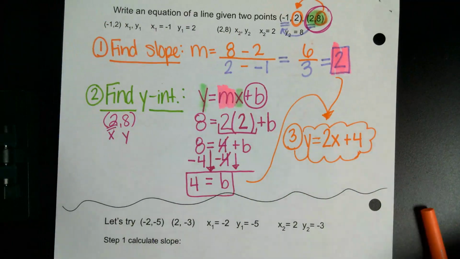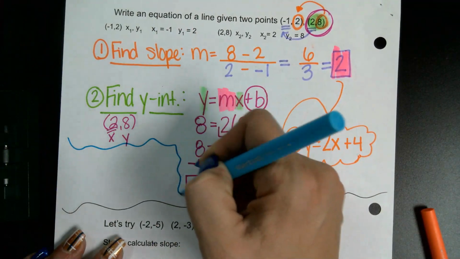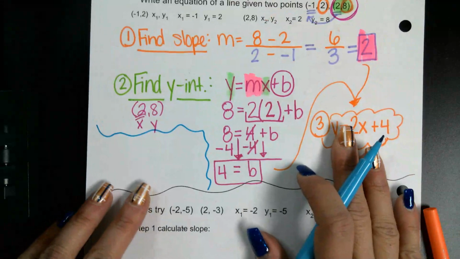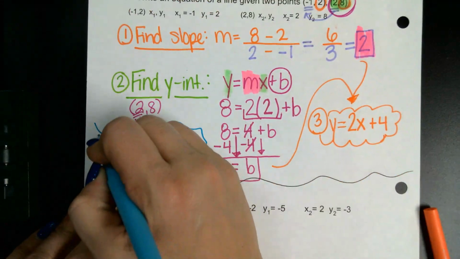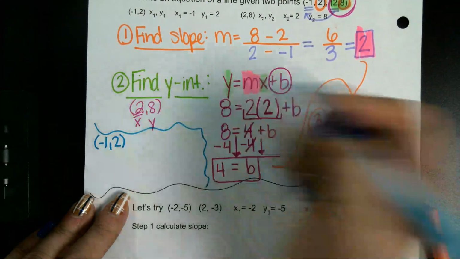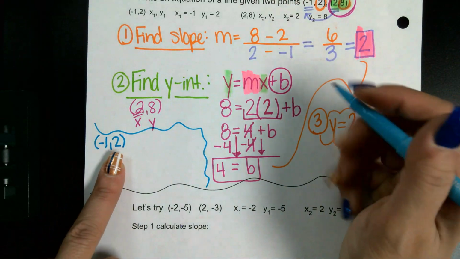You guys don't write this down. I'm just going to show you something. So make sure you guys are watching this. I told you guys that you could use either ordered pair, so I'm going to just show you what happens if I had used -1, 2 instead.